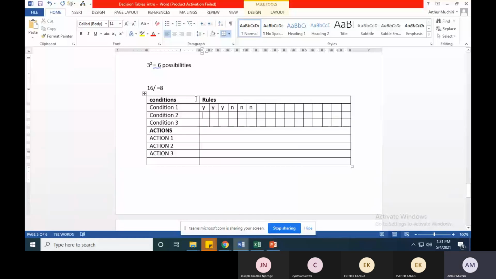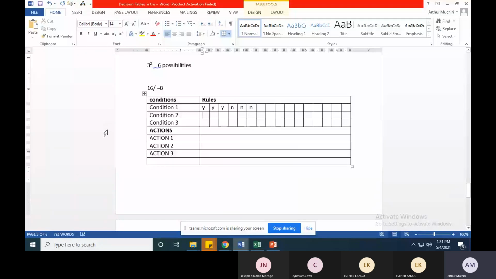So it's either you have, I think they work, mostly we work with even numbers that are divisible by 2, eh? So hatuwezi kuwa na condition 3 kwa swali. You usually have 2 conditions, 4 conditions, 8 conditions. I have never seen such.